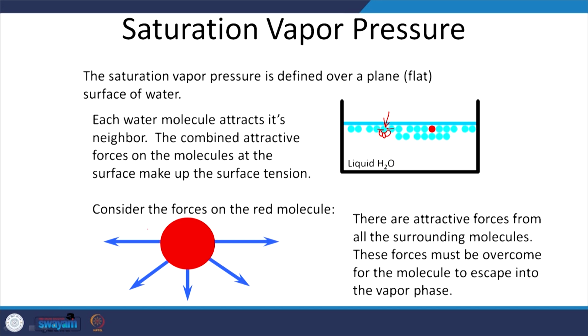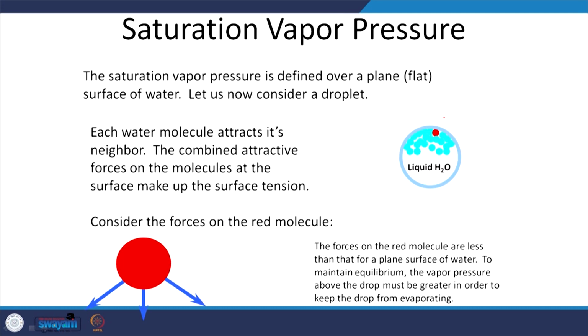So, let us consider the forces on the red molecule. You consider this molecule which is given here, the red molecule. There are attractive forces from all the surrounding molecules. These forces must be overcome for the molecule to escape into the vapor. So if this molecule wants to evaporate into the vapor phase, then it has to overcome the binding forces of the neighbors, obviously.